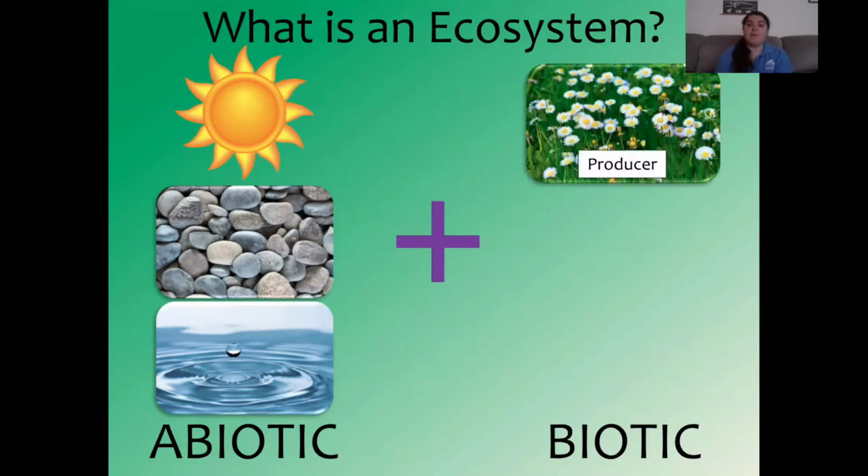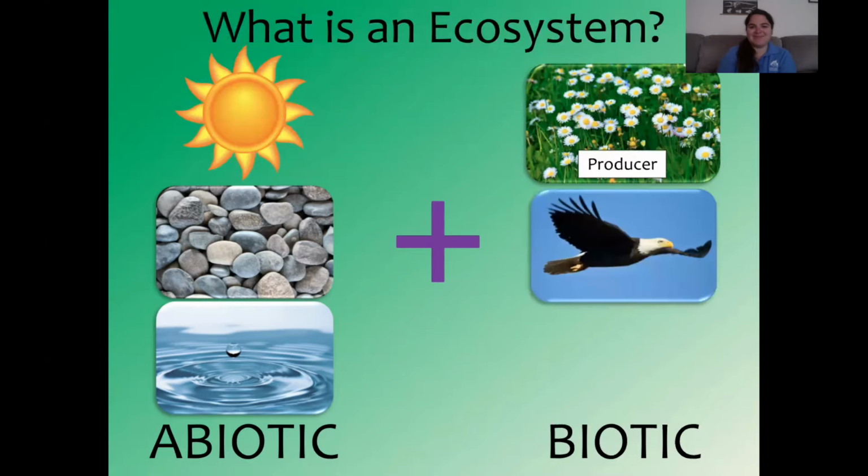We have our producers who are producing their own energy. They can create their own food by using the sun and water. So they are called producers, and they are our plants. So flowers, trees, grass, all of those green things.